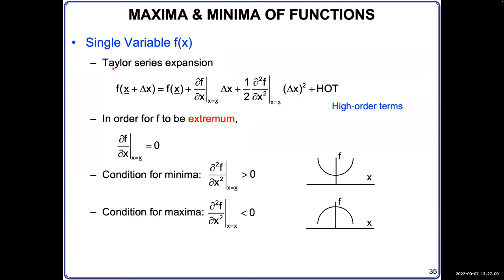What we usually do is use a Taylor series expansion. So we will have the original f of x underscore, plus partial f over partial x, that is the derivative, taken at x equals x underscore, and then times delta x. Let me draw something here.